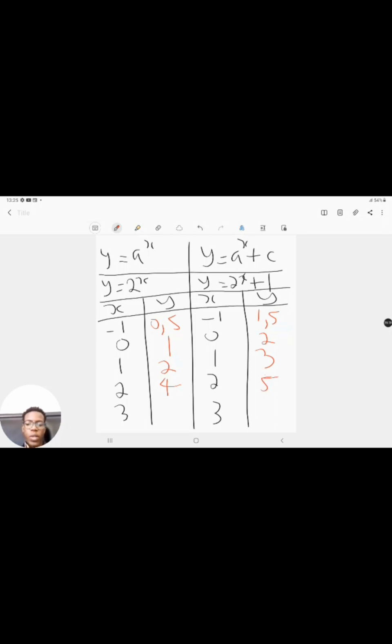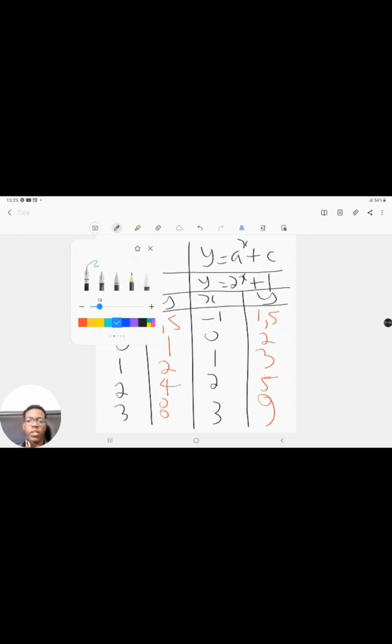When x is equal to 3, that's 2 to the power of 3, which is 2 times 2 times 2, so it's 8. And in the second case, that's 2 to the power of 3 plus 1, which is 8 plus 1, so it's 9. Now, notice what the difference is between these groups of y values.